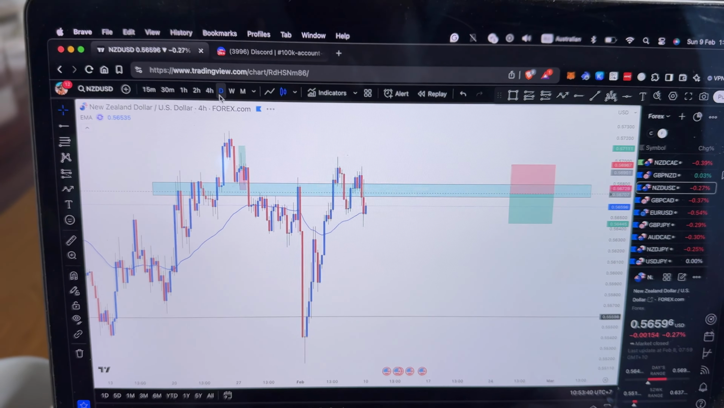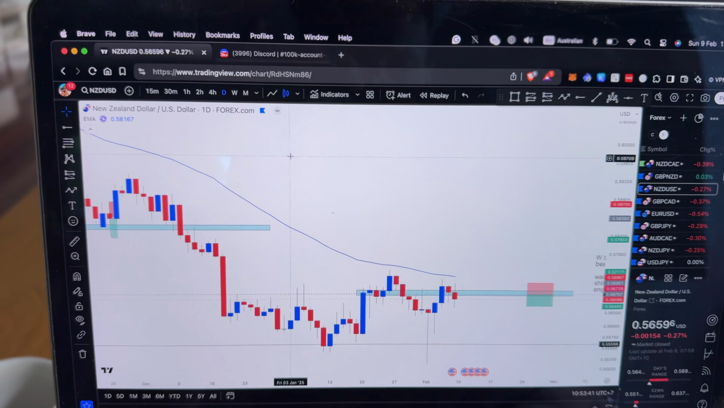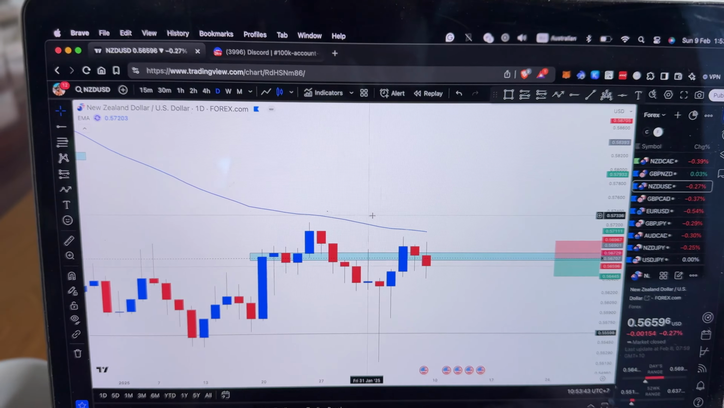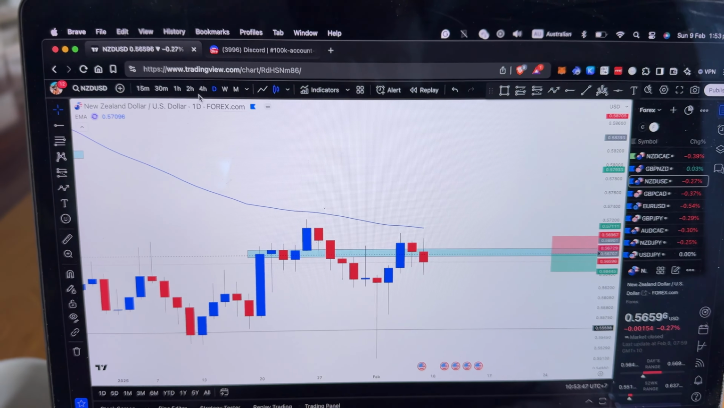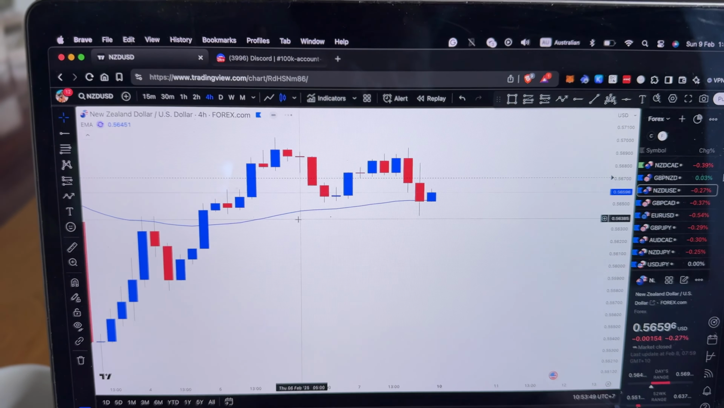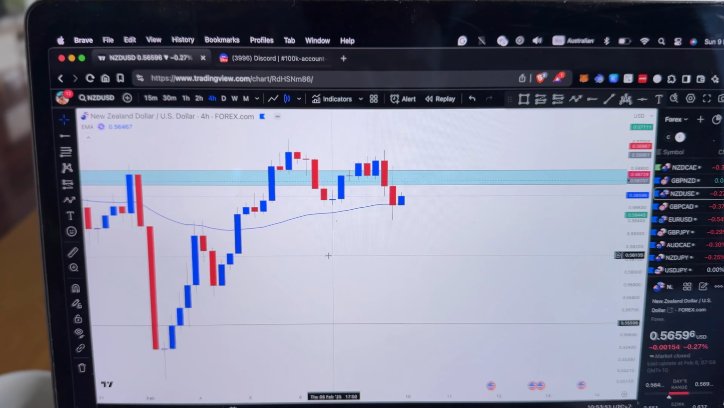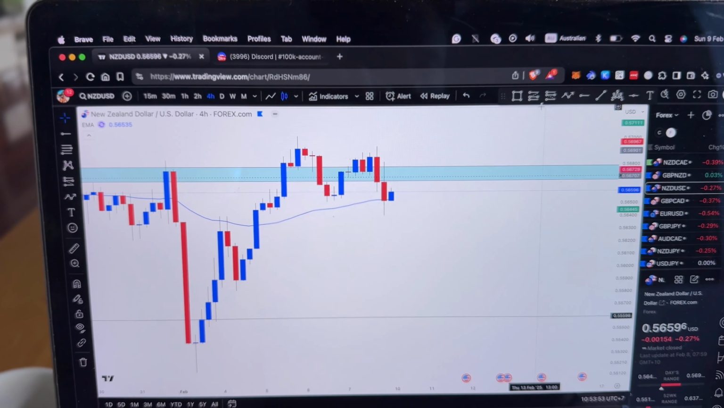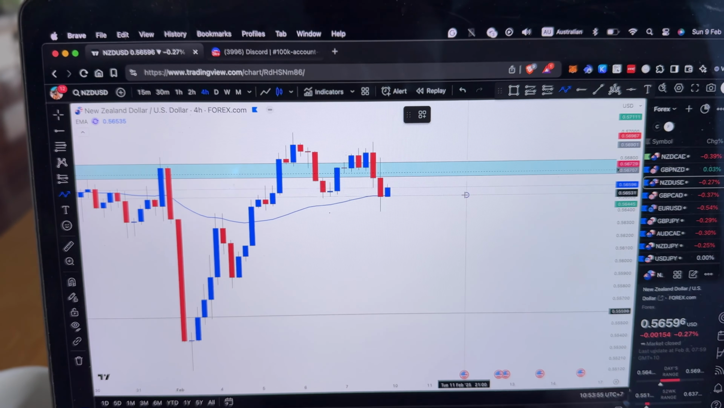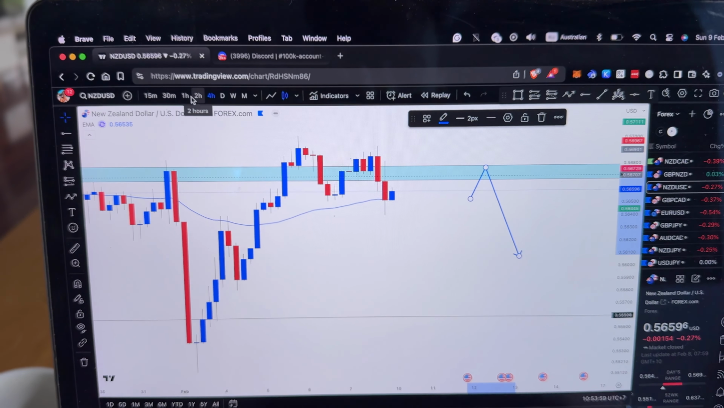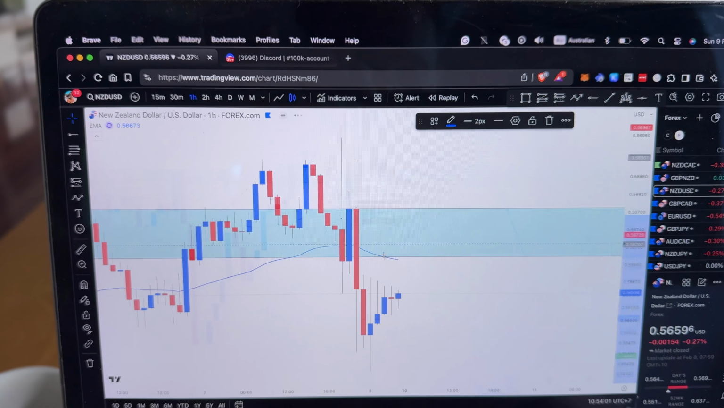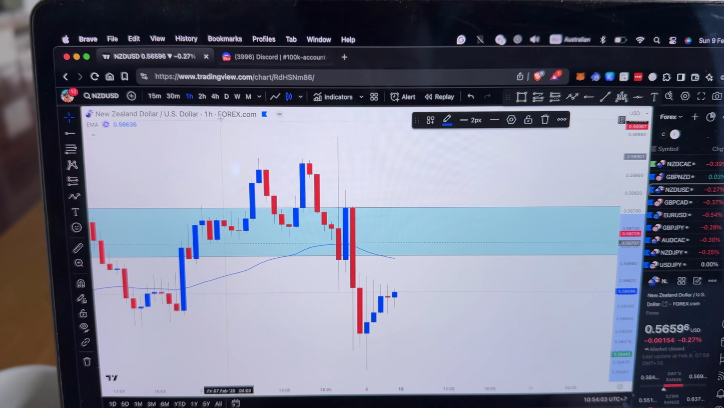Daily, NZD USD, basically similar to the trade on NZD CAD, break and retest. You can see we turned nicely bearish. So currently we're retesting the daily resistance. I'm waiting for this to do something like this, boom, and then we're going to sell, but we'll see what's going to happen again on Monday or Tuesday.